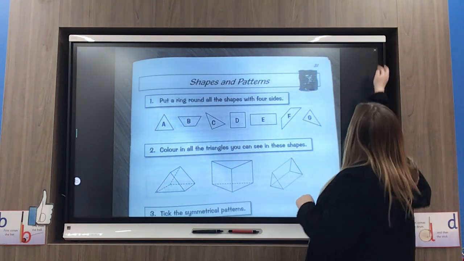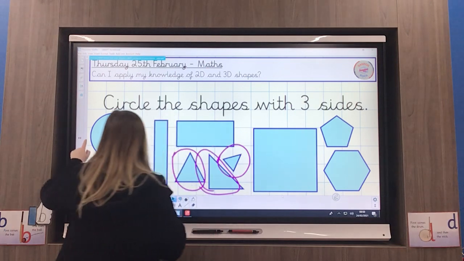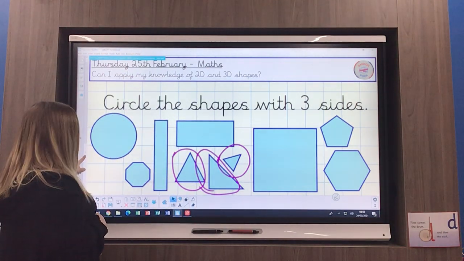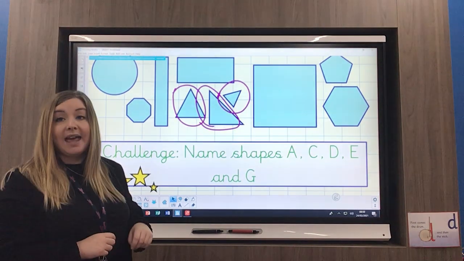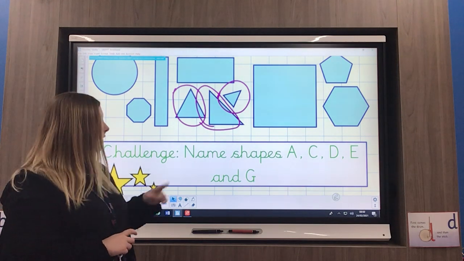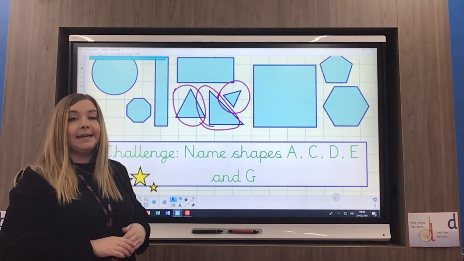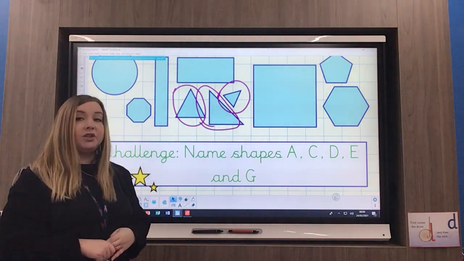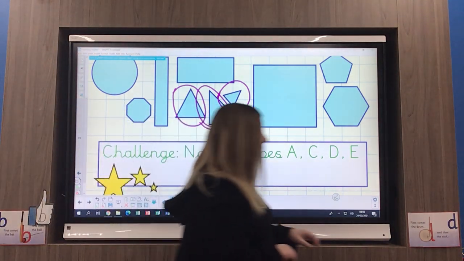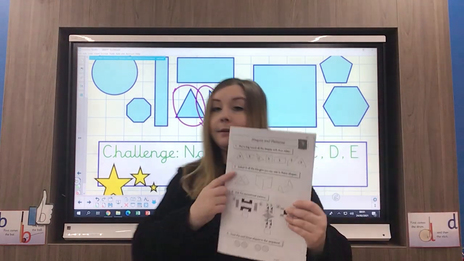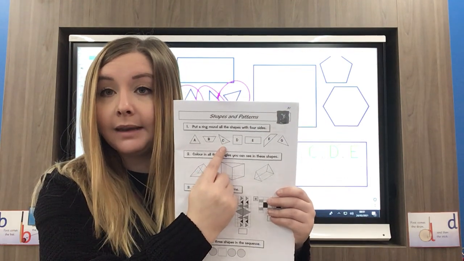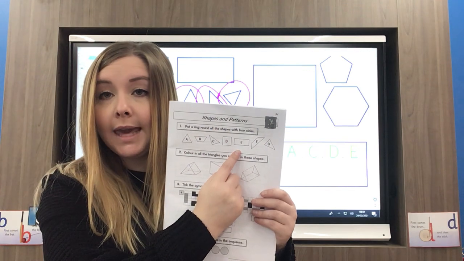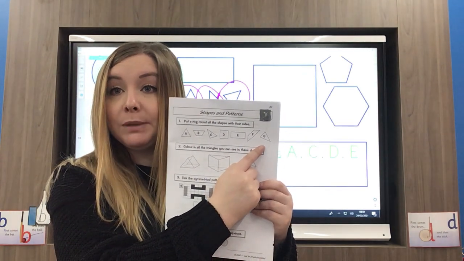Once you've done that though, Year 4, to make it a little bit more tricky, I would like you to then name those shapes, but only A, C, D, E and G. So next to them in your booklet, A, I want you to write the name of that 2D shape. C, write the name of that one. D, E and G. Okay, so find some space in your booklet to write the names of those 2D shapes.